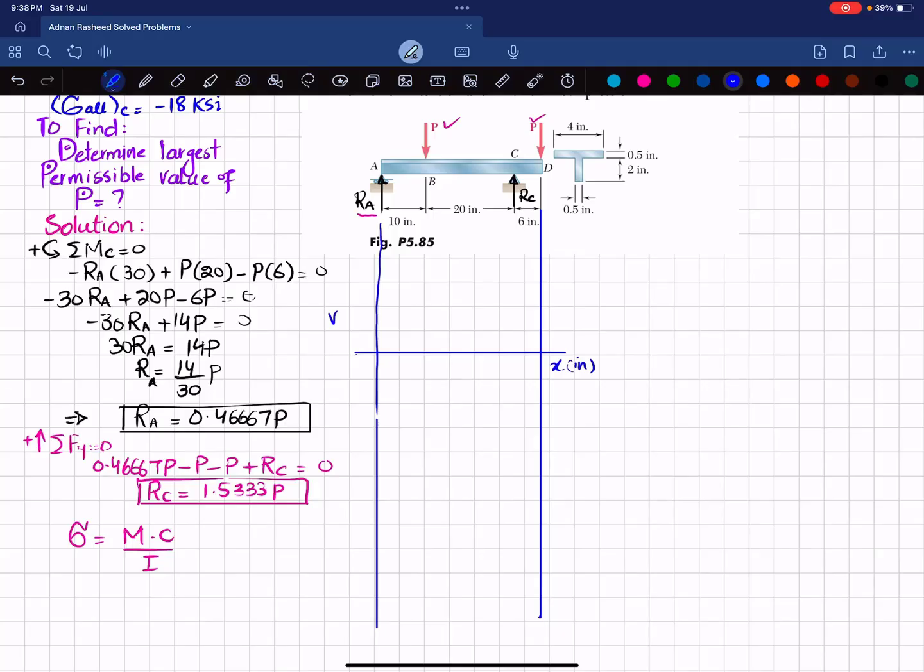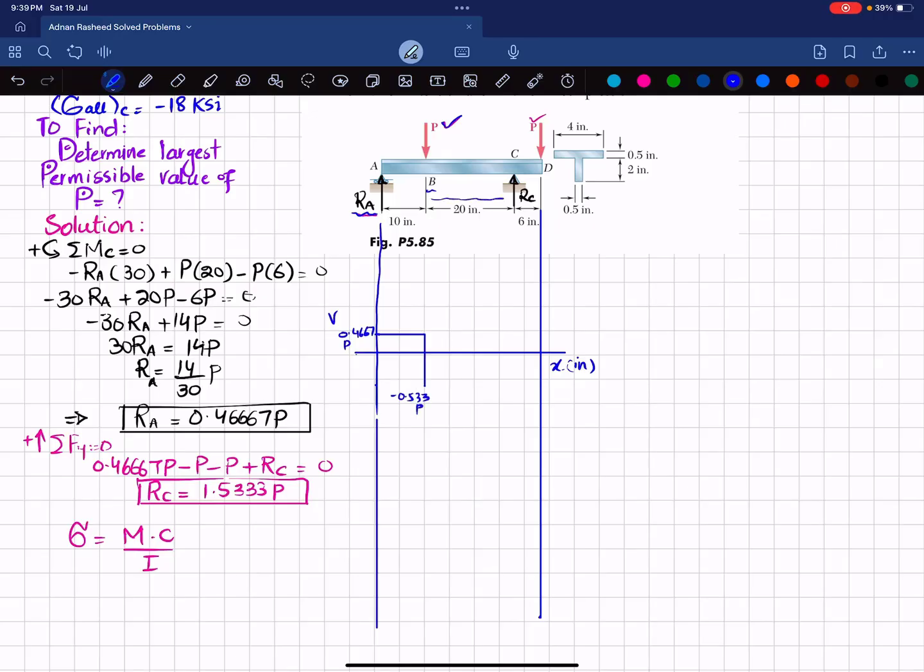Okay, now what we will do is that, again, you can see that RA is 0.4667 times P. So starting from this, moving from A to B, there is no load. So from A till B, this will remain same. Now at this point, we have minus P. So 0.466 minus P will bring it to minus 0.533. So let's say 0.533 is this point. So it will change it to this point. I will write it minus 0.533 P.